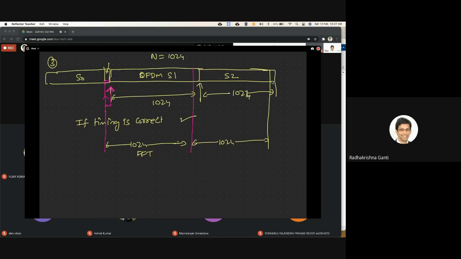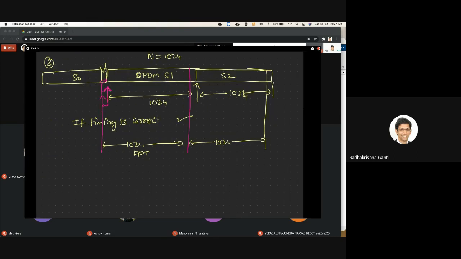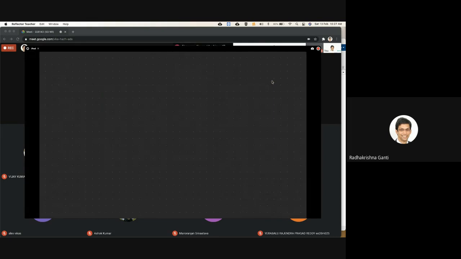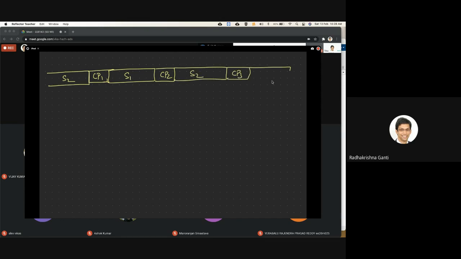Okay. So how will the cyclic prefix help in this problem? Let's see this. Now I'm going to draw the same thing with cyclic prefix. CP1, symbol 1, symbol 2, CP2, symbol 3. So ideally, I want to lock at this point. This is my ideal locking point.